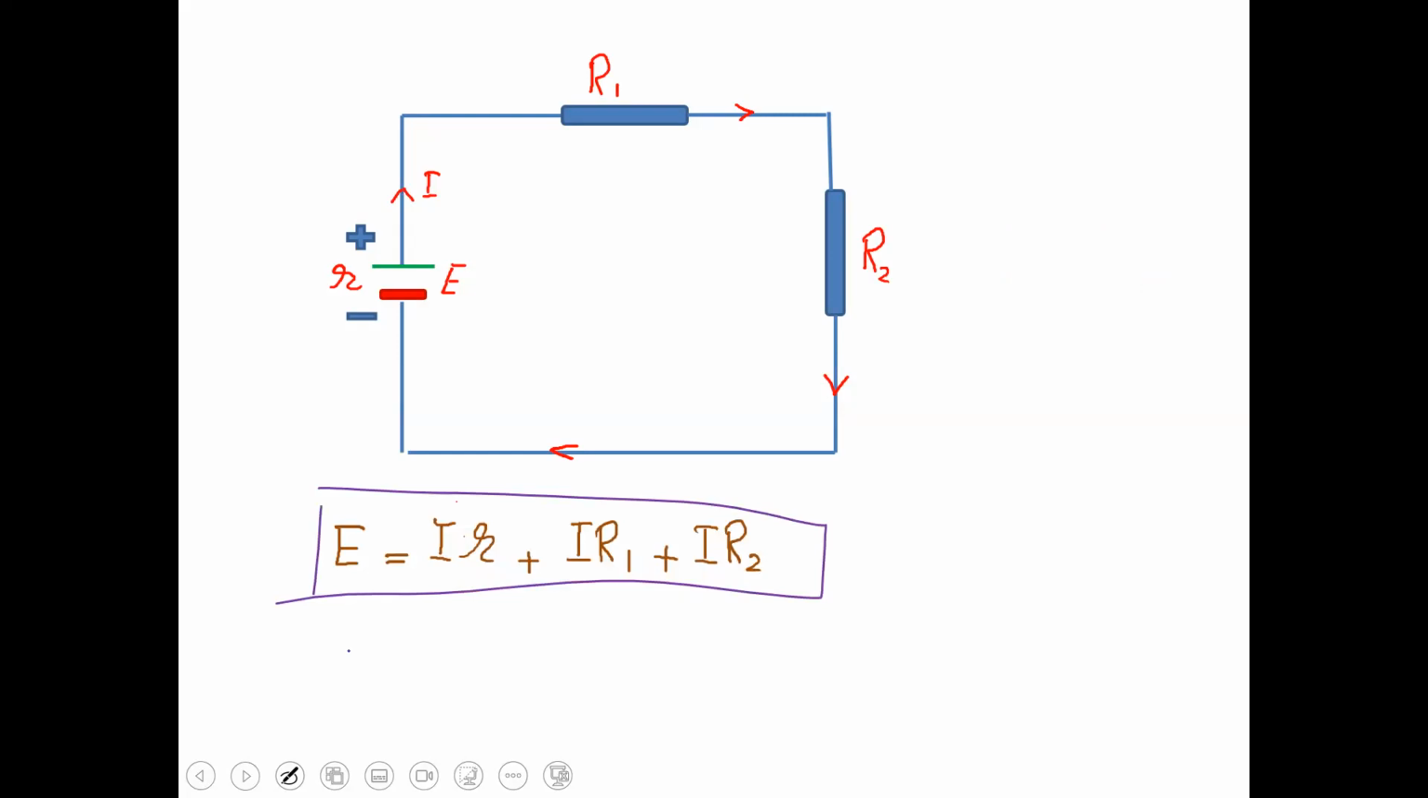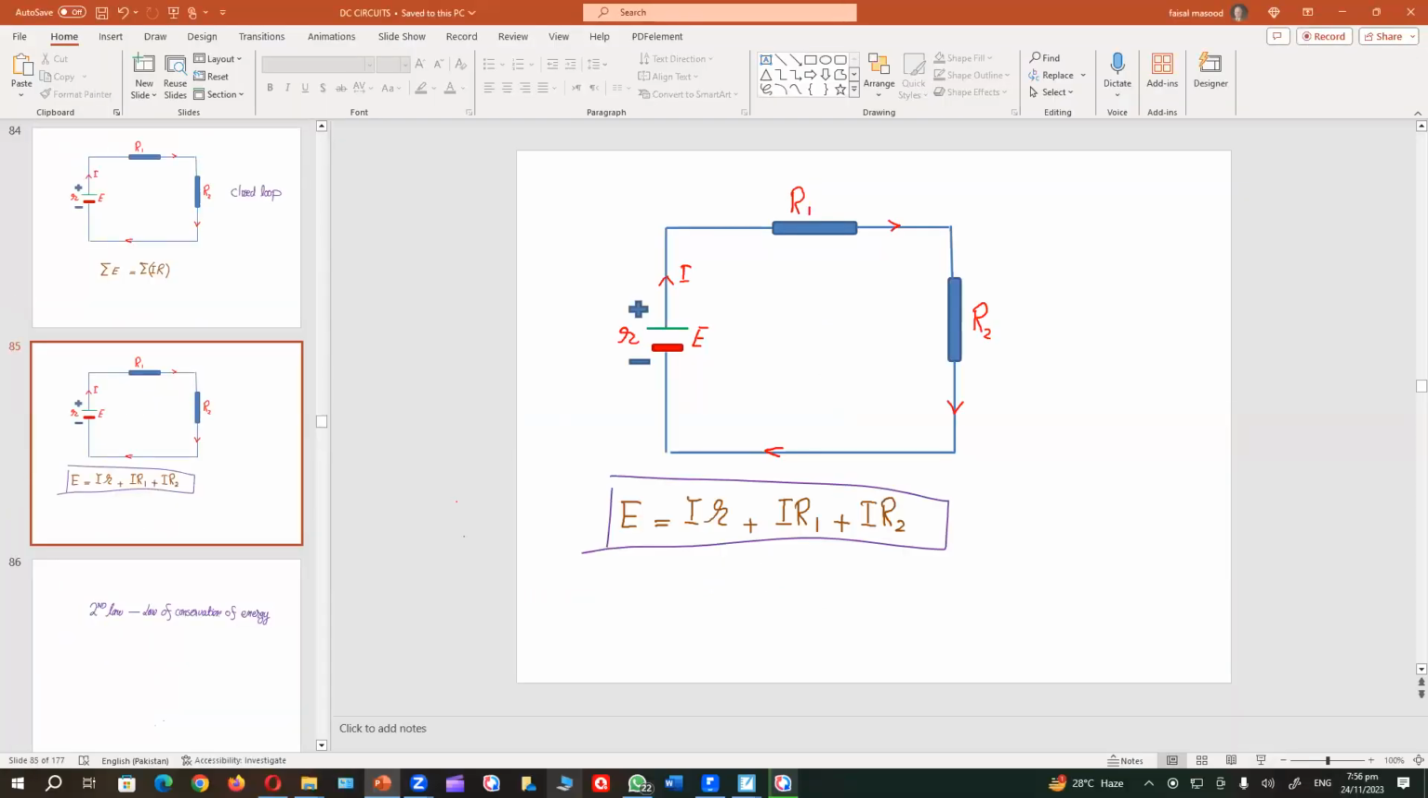Now look at this equation. E is equal to IR plus IR1. Now this is the most important feature of this chapter. You have to understand this equation very strongly because this is their favorite question.